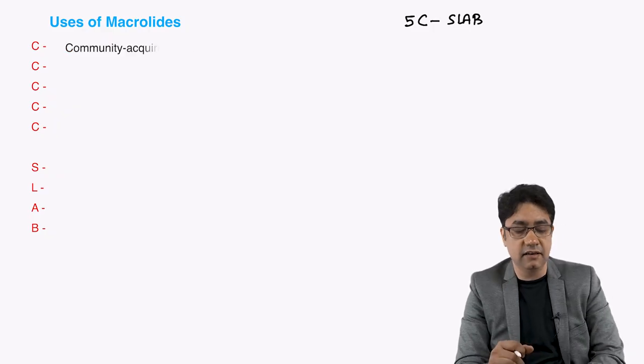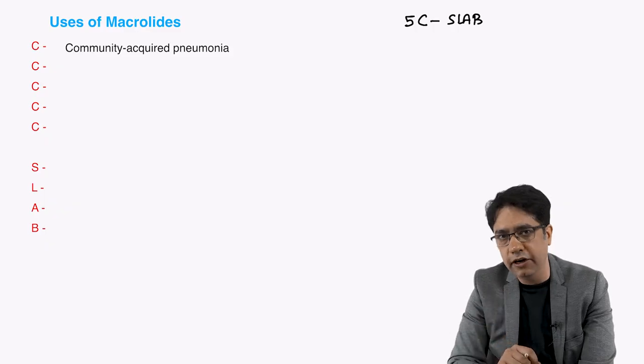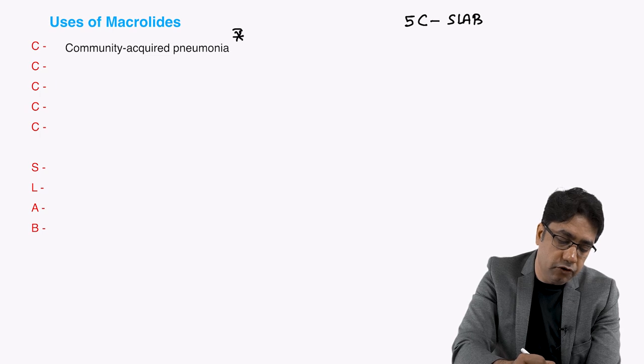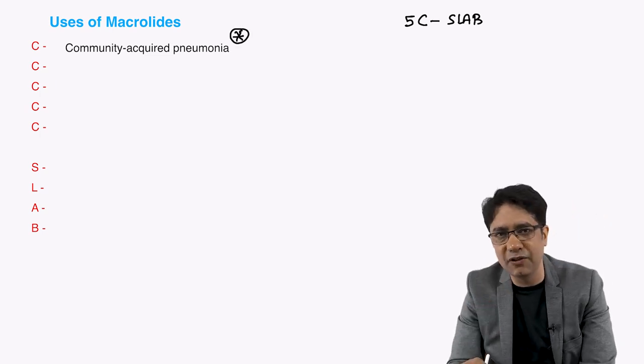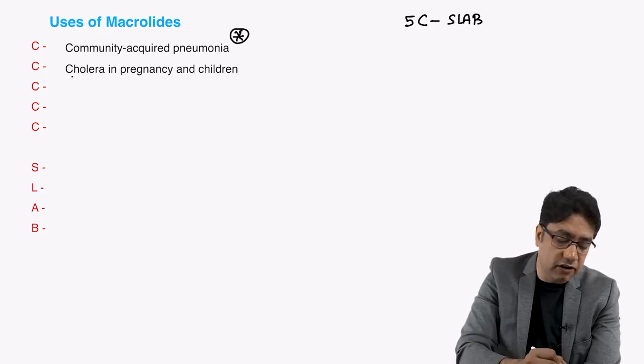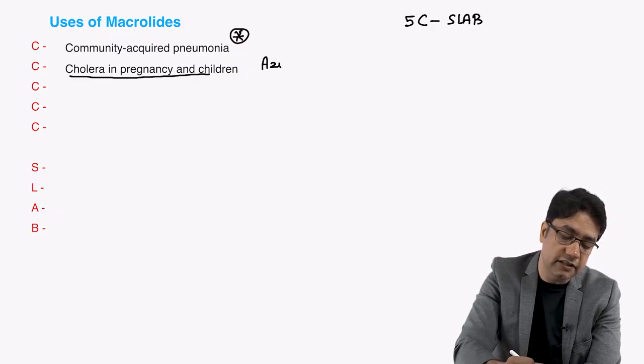First, they are one of the drugs of choice for community acquired pneumonia. So let's make a star, and we will show why they are the drug of choice for community acquired pneumonia. Azithromycin is also the drug of choice for cholera in pregnancy and children, which we just discussed.